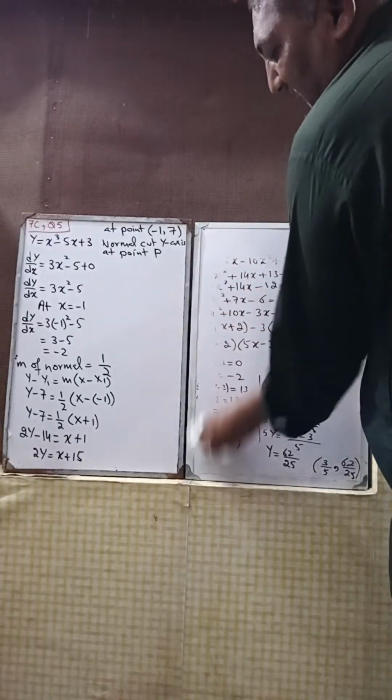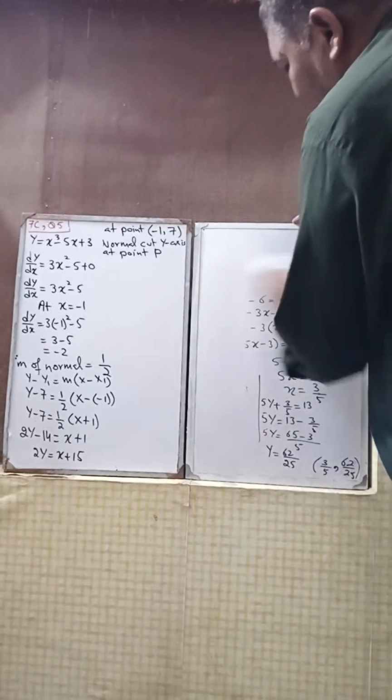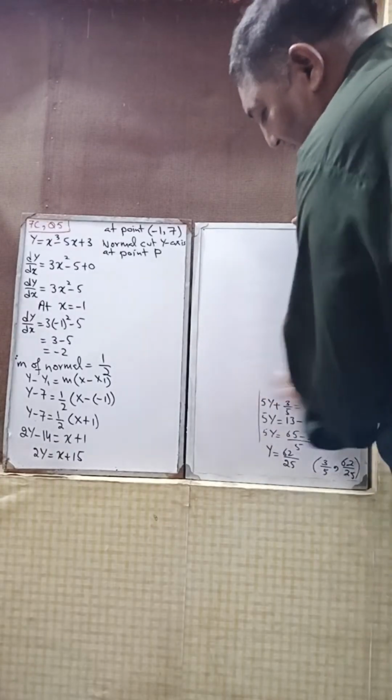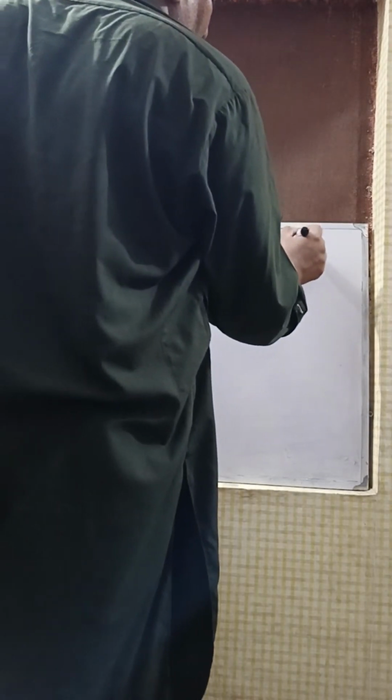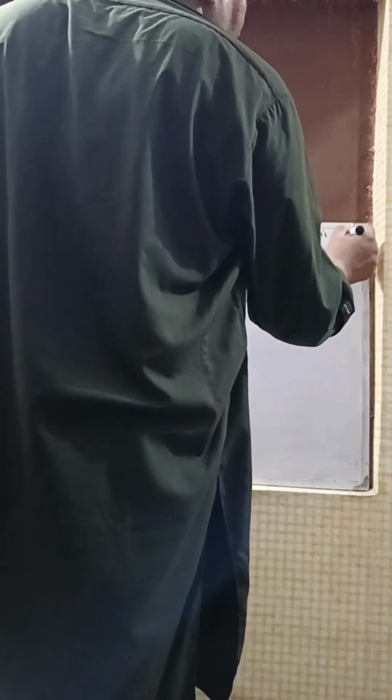They say that the normal cuts the y-axis. You see, whenever a line or curve cuts the y-axis, its x coordinate is 0. The x coordinate is 0. The question is: the normal intersects the y-axis at the point P. Find the coordinates of P. When the normal cuts the y-axis, x will be equal to 0.